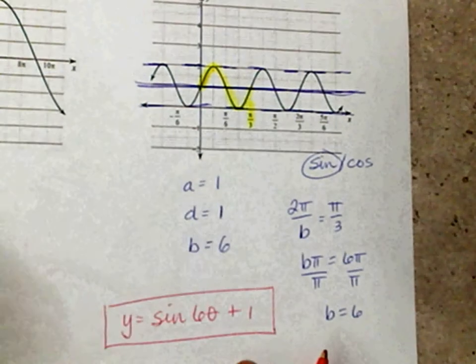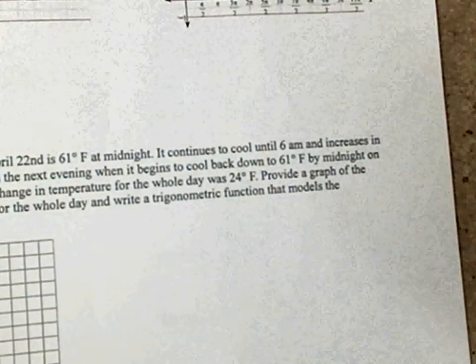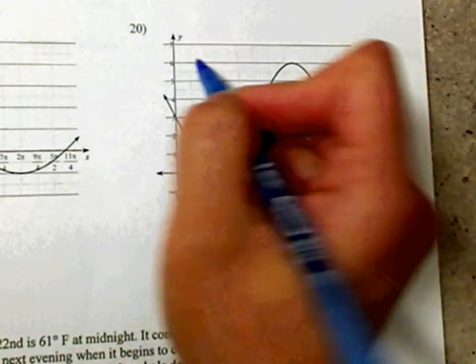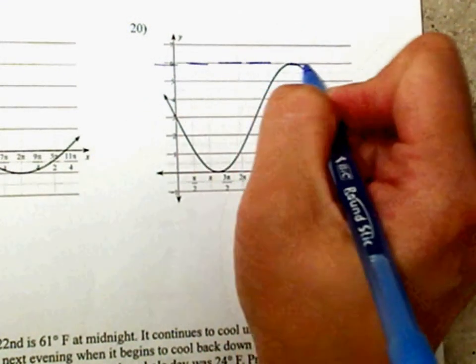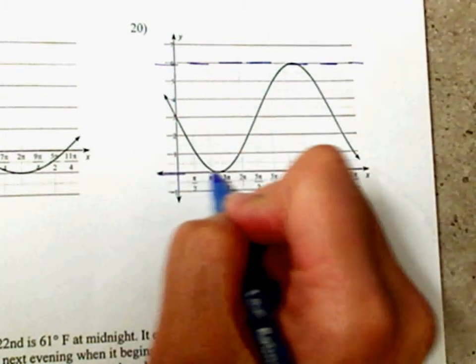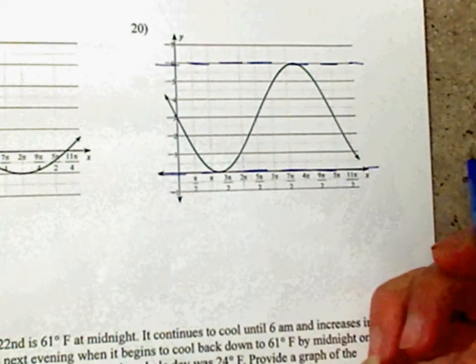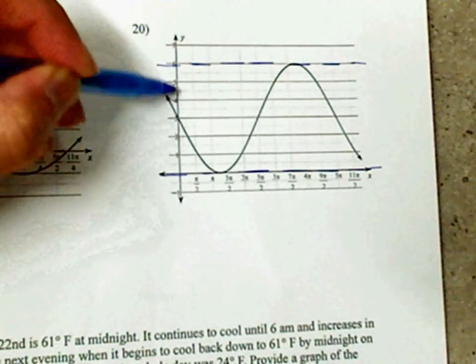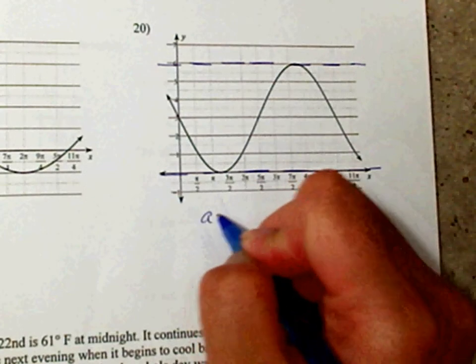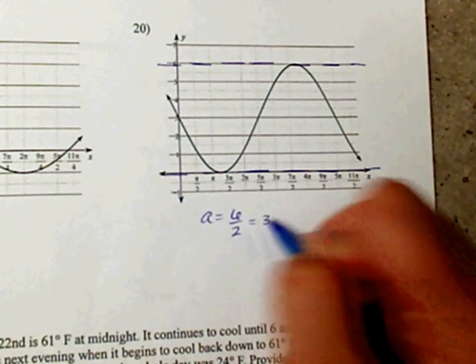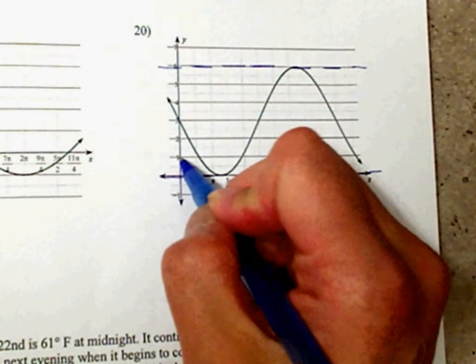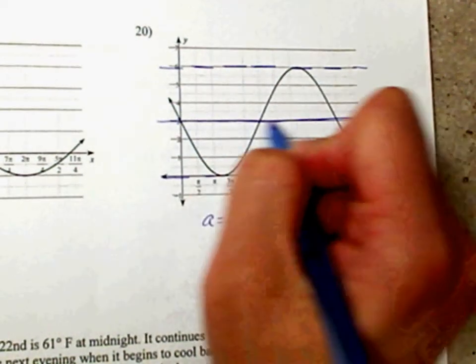Number 20. Write the equation as well. Start off, draw your dashes. Okay, maximum and minimum. Now this one I'm going to make sure I have it correctly. 1, 2, 3, 4, 5, 6. So A is equal to 6 divided by 2, which gives you 3. Okay, so I'm going to go up 3. 1, 2, 3. Do you see how I find my dark line? My vertical shift? Okay, so my D is also at 3.